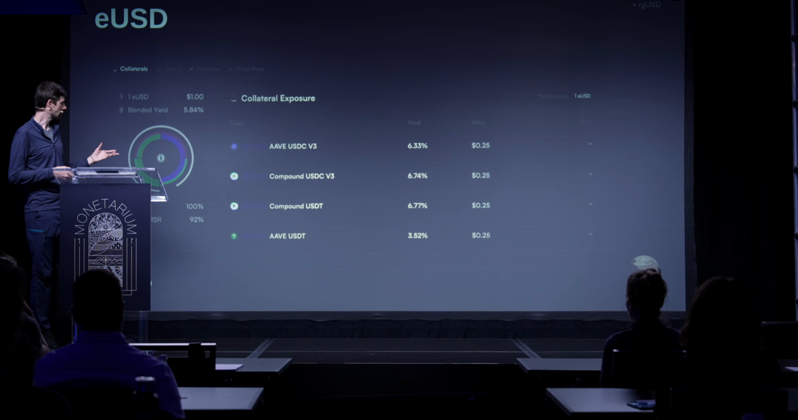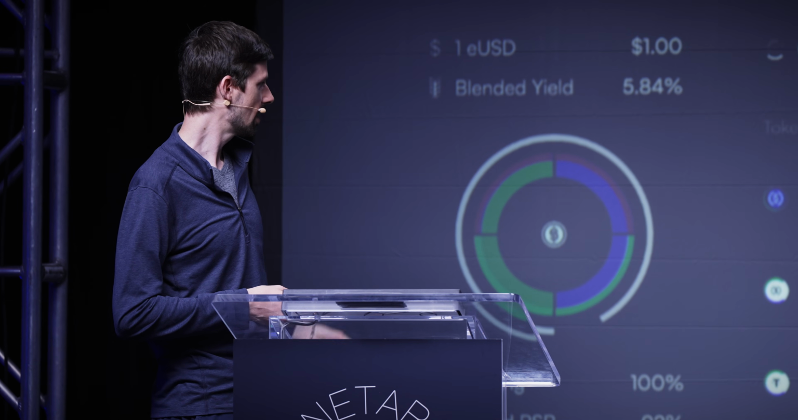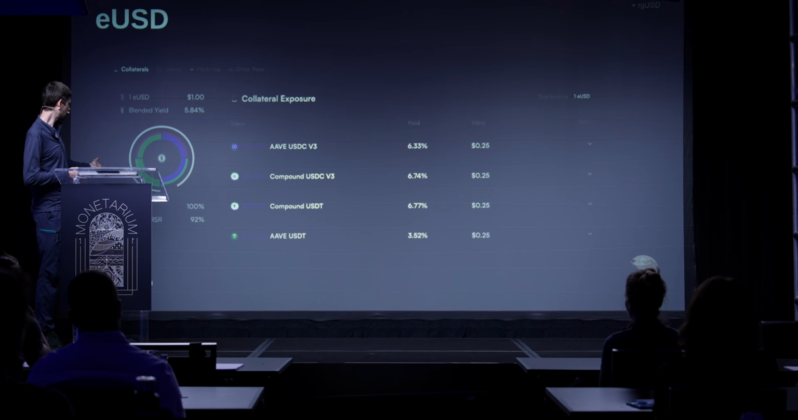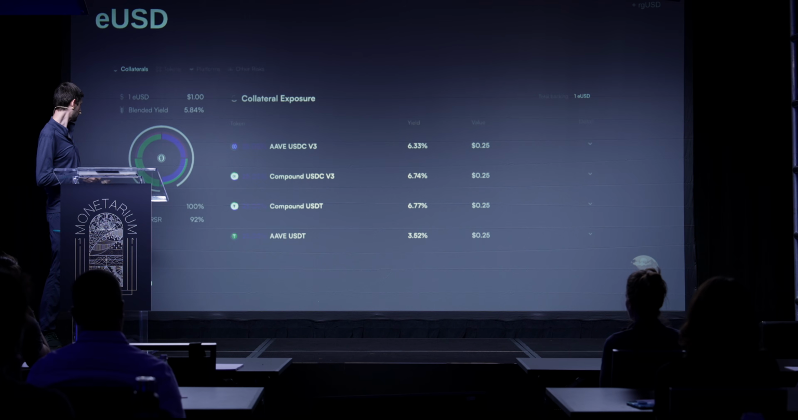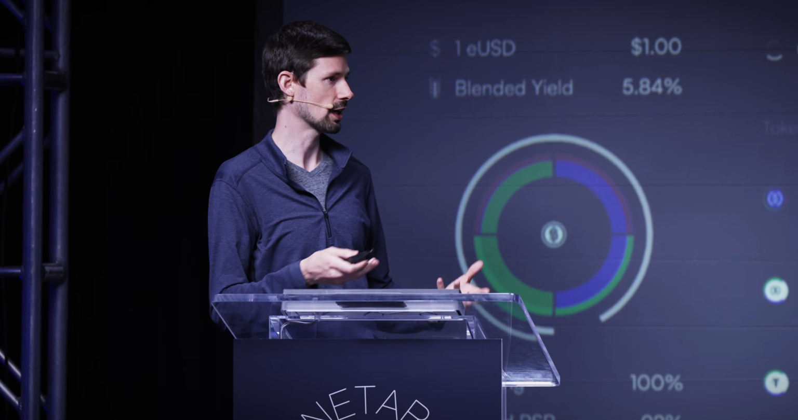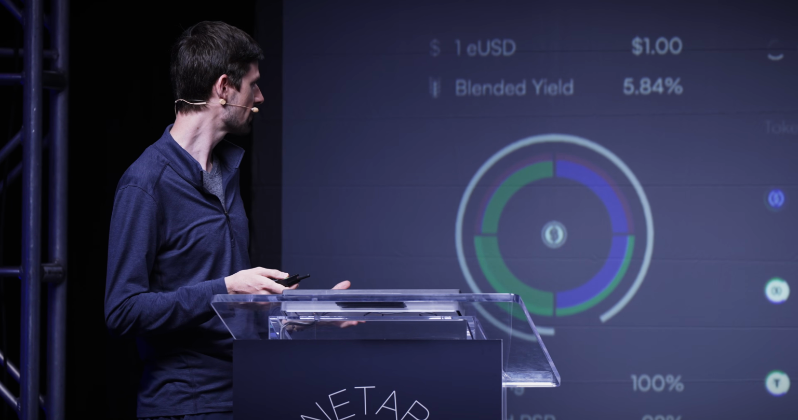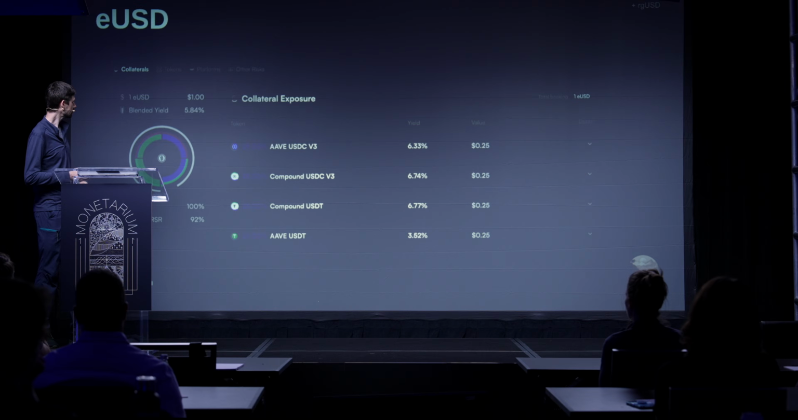EUSD is a little bit of a similar concept, but instead of the yield going to the stablecoin holders, all of the yield goes to RSR stakers, and that incentivizes an enormous amount of over-collateralization for extra safety. So right now, there's 92% over-collateralization with staked RSR on EUSD. So it is arguably, as long as the smart contracts work, one of the safest or maybe the safest stablecoin in the market today because of all of that protection.